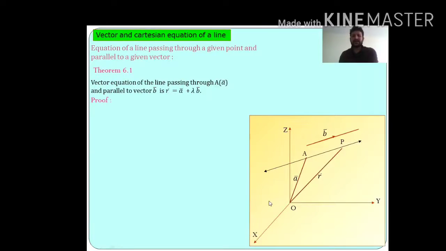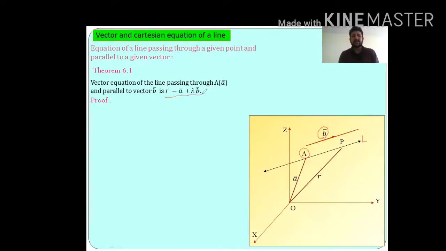To find the equation of this line L, we have to use two conditions. One is that a point is given and the second is that a parallel vector is provided. To prove that R bar is expressed as A bar plus lambda times B bar, let us continue the proof of this theorem.